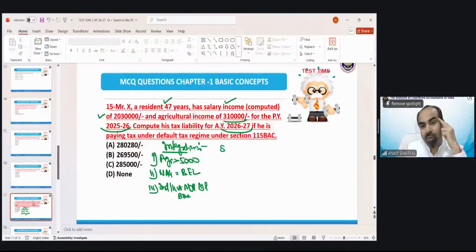So now step number 1. As per step number 1, we have to calculate tax on agricultural as well as non-agricultural income. So on how much income we have to calculate tax in step number 1? Tell me, I will tell you the tax amount. You tell me on how much value we have to calculate tax in step number 1.